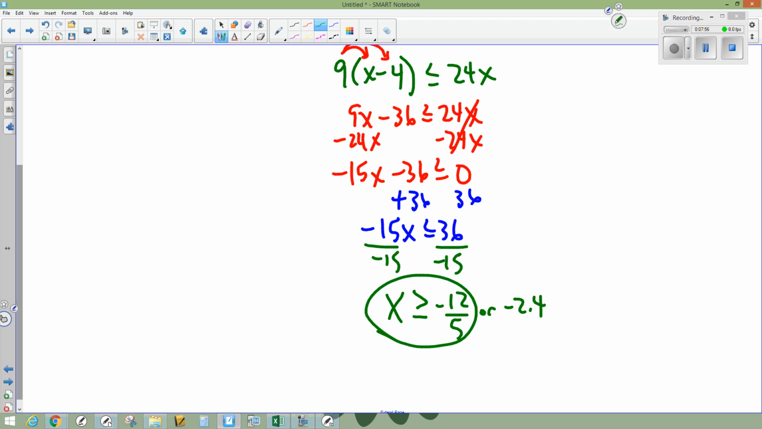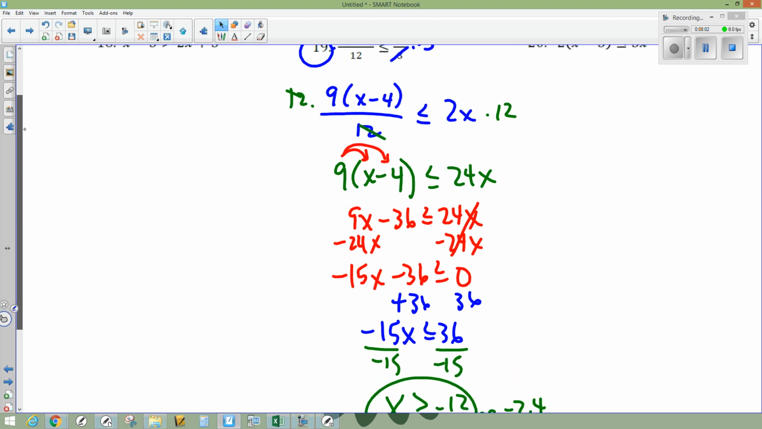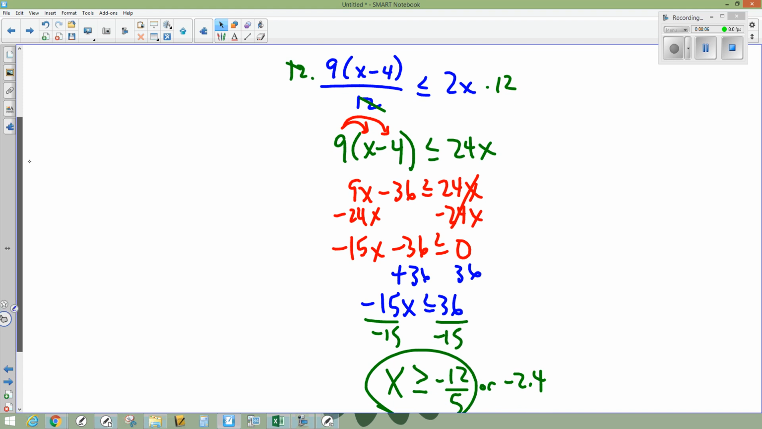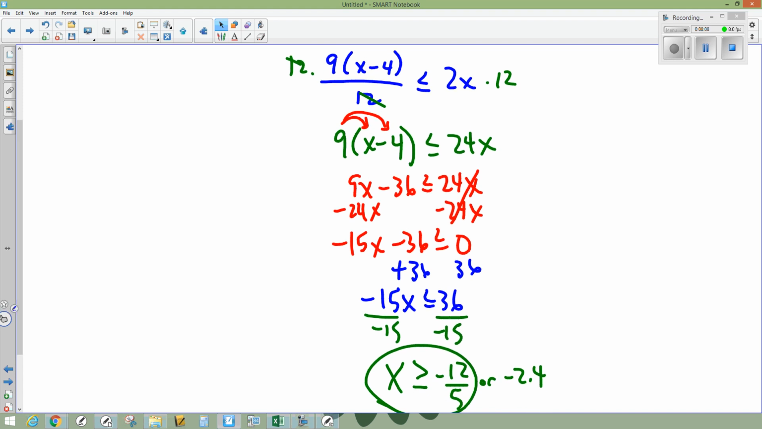Now I wanted to do that one because there was a lot going on, including flipping your inequality because of a negative, and also that kind of cross multiplication that we were doing. So there's a lot of steps there, but it should be helpful to you.